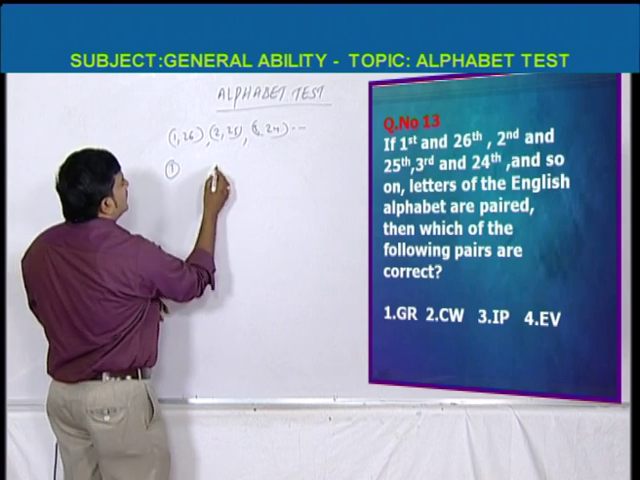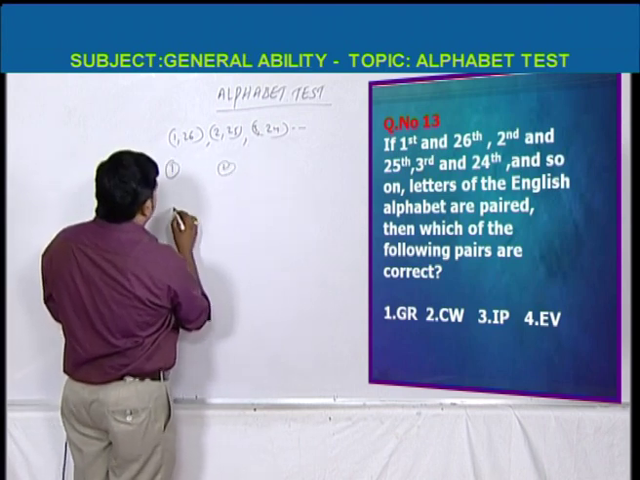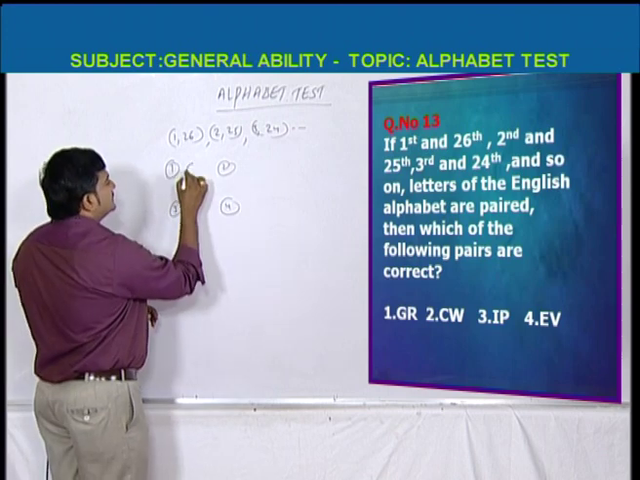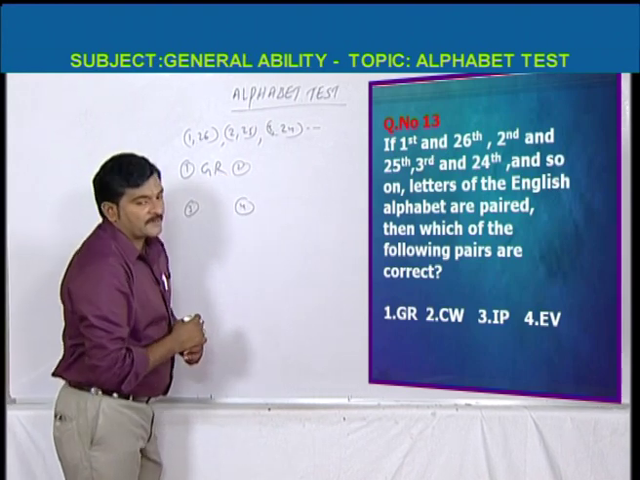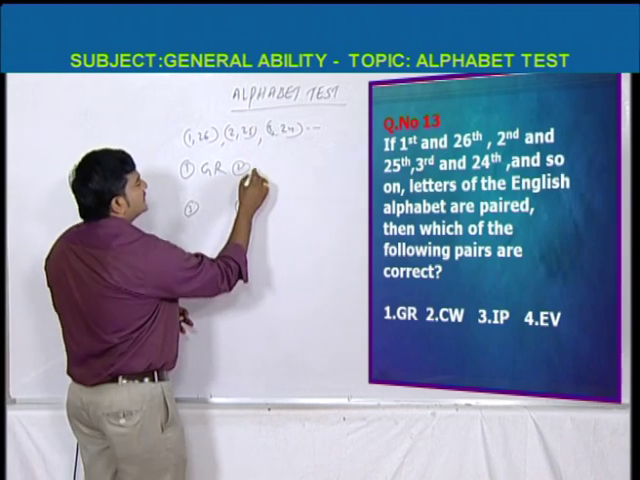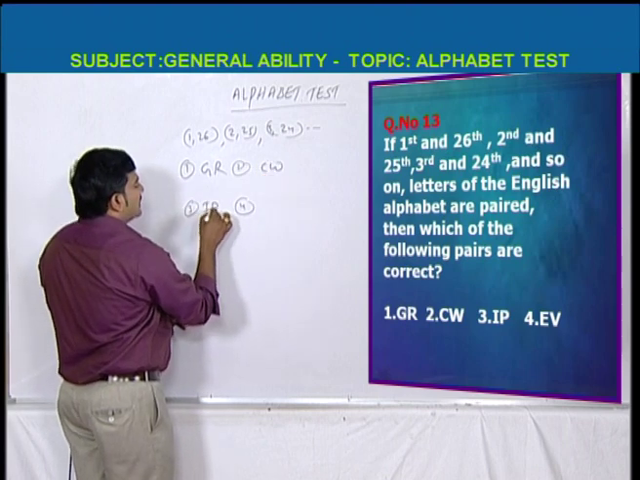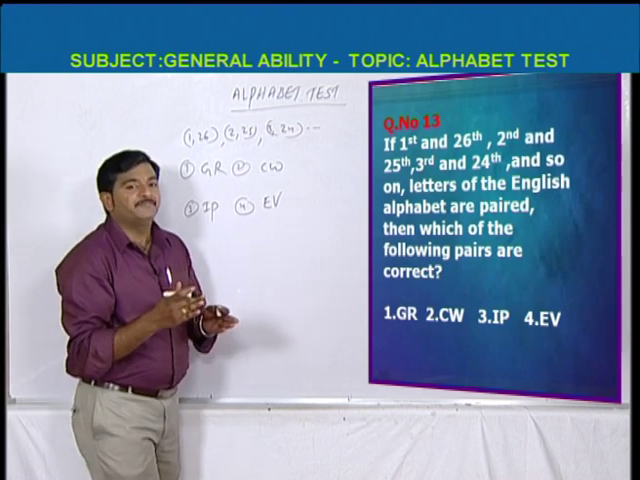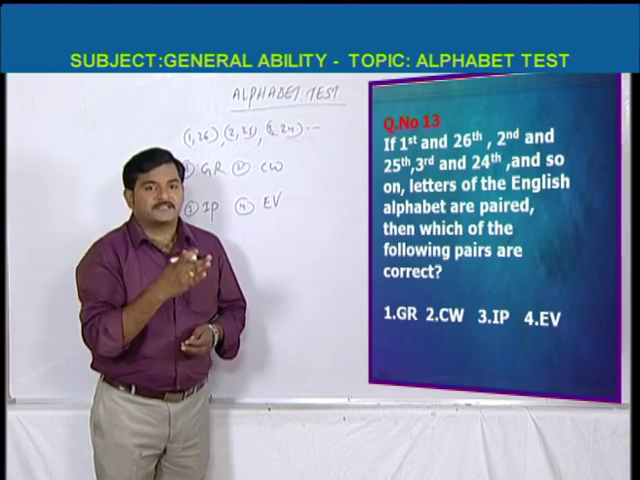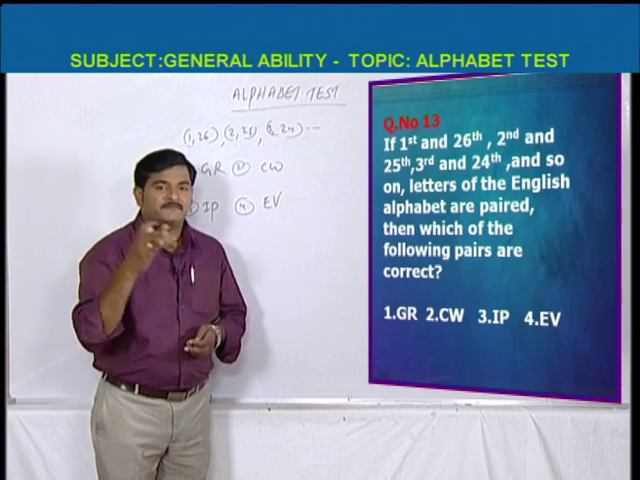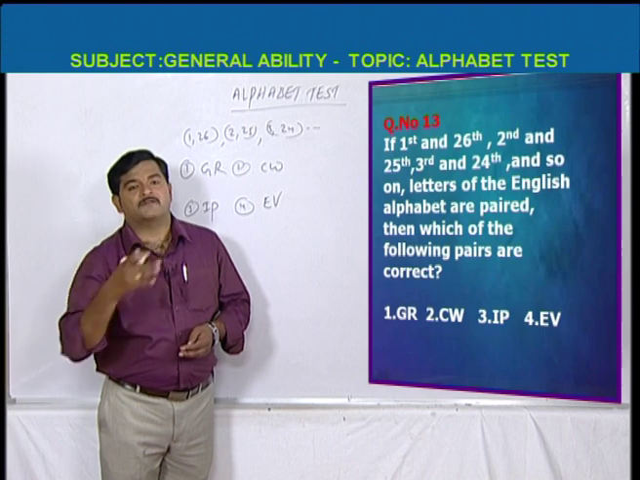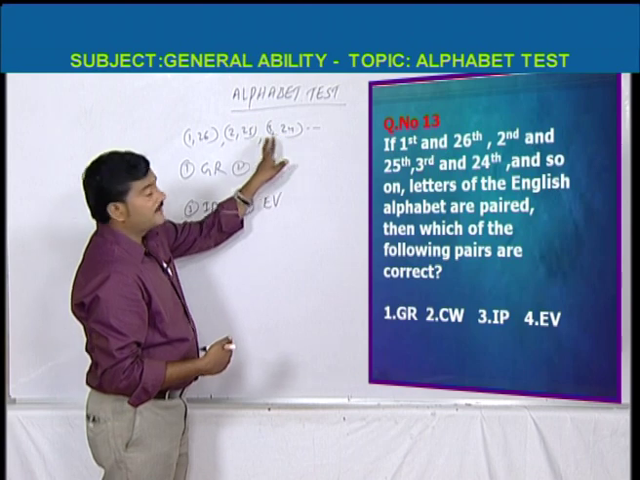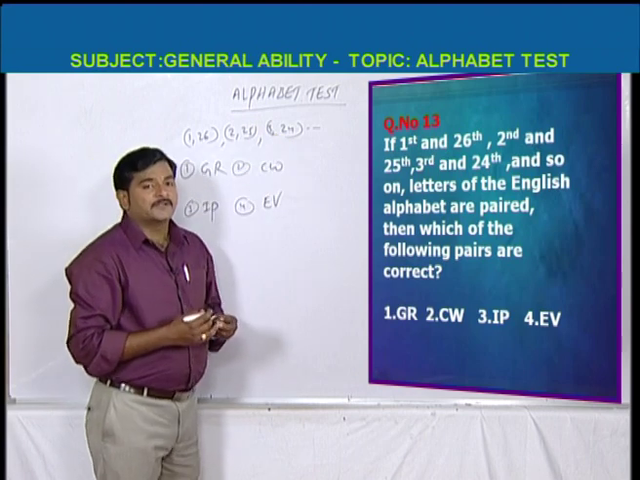So now we will take all the options: first option, second option, third option, and fourth option. What are the given options here? First option is GE given, second option is CW given, third option is IP given, and fourth option is EV given. So how did he pair? First one with 26th one, second one with 25th one, third one with 24th one, fourth one with 23rd one, and so on. If I add all these, what am I getting? 27. I am getting 27.